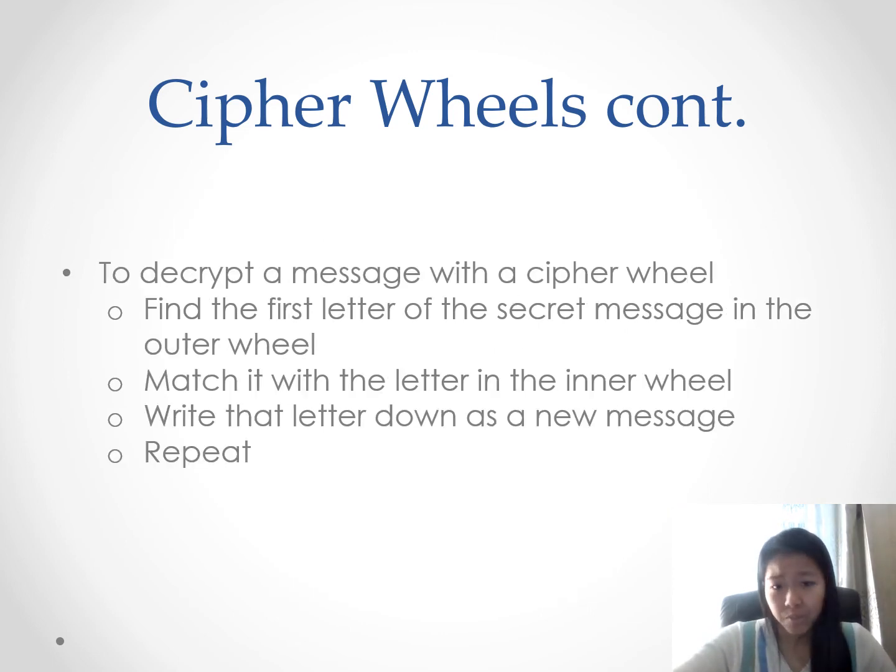To decrypt a message with a cipher wheel, you're going to find the first letter of the secret message in the outer wheel, and then match it with the letter in the inner wheel. You're going to write it down again and also repeat that process until you get your actual message.